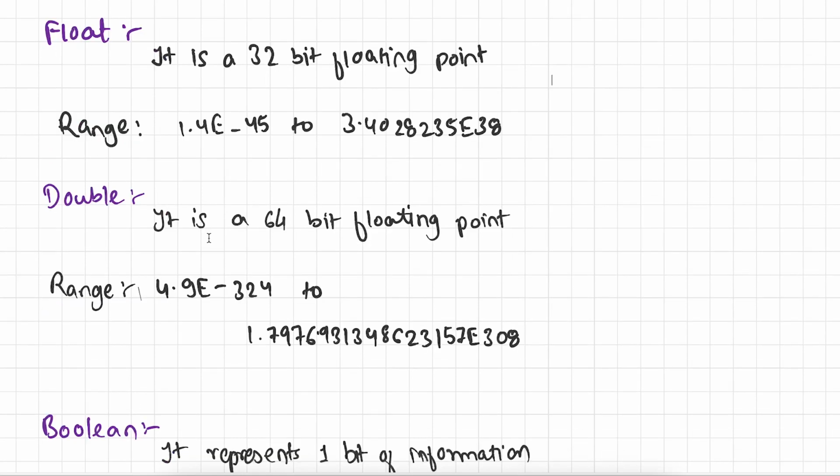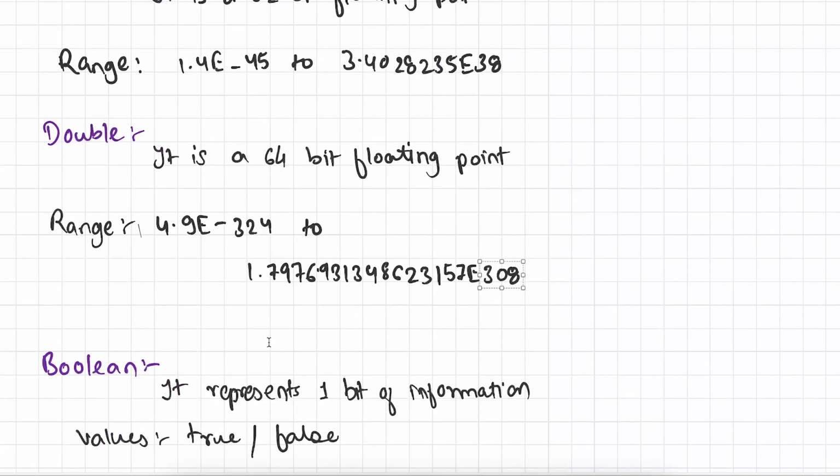Okay. Next coming up is double. It is a 64-bit floating point. The only difference is the range. Here it is using 32 bits, and here it is using 64 bits. And the range of the double data structure is 4.9e-324 to 1.7976931348623157e308. And here e represents 10 to the power minus 324 to 10 to the power 308.